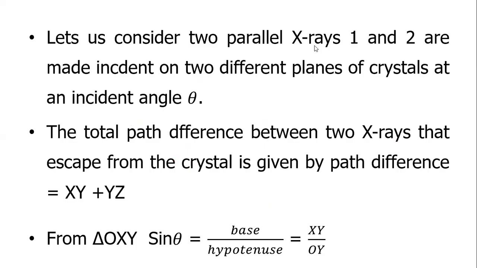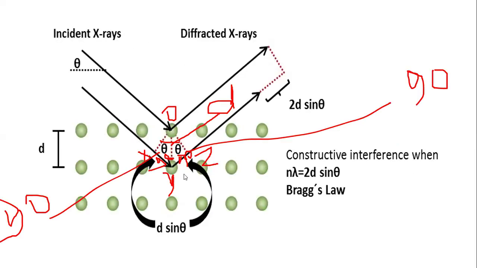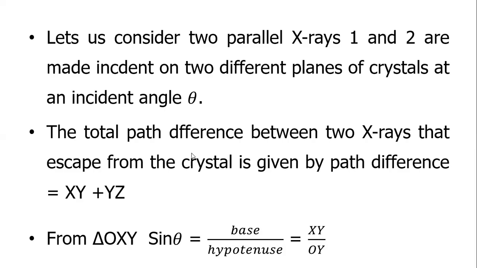So let us consider two parallel X-rays, 1 and 2, made incident on two different planes of the crystal at the incident angle theta. The total path difference between the two X-rays that escape from this crystal is given by the path difference XY plus YZ. Path difference XY plus YZ. Total path difference.